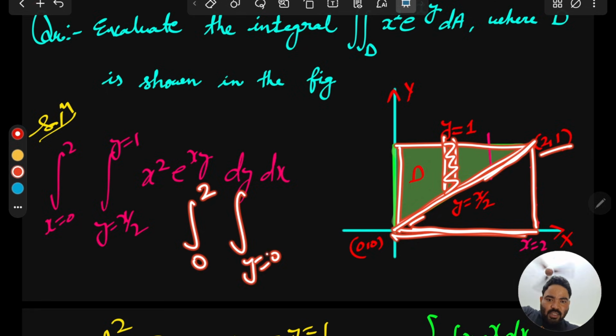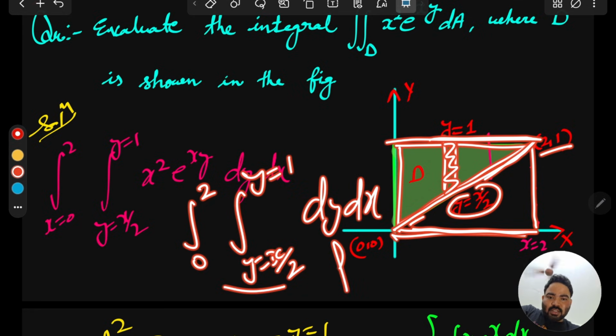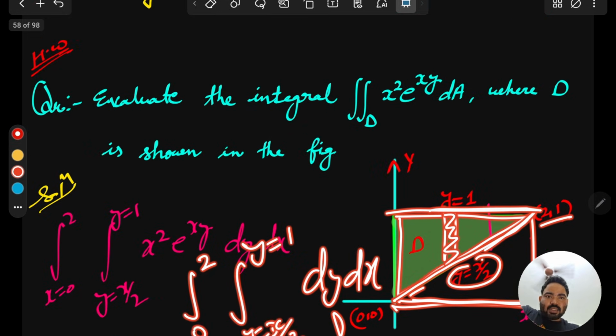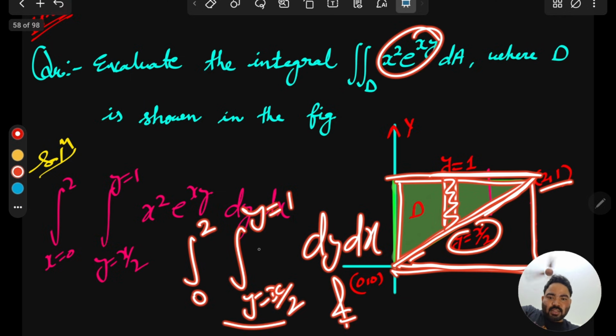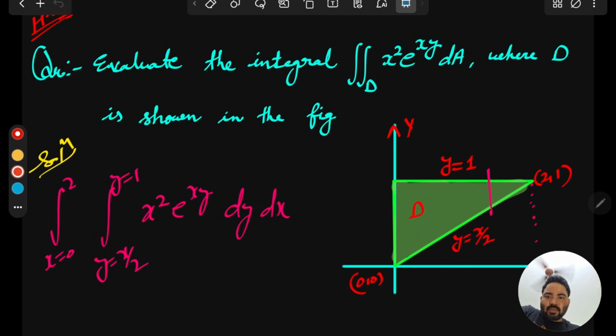And what is the equation of this line? The equation of the line is y equal to x by 2. So the lower side of y is moving along with this line x by 2, and the upper side is moving along with y equal to 1. So this is the variable limit in x. So just solve this and you will get the answer. But if a function is present, then just do the integration of this function over this region. So this is the way you can solve.